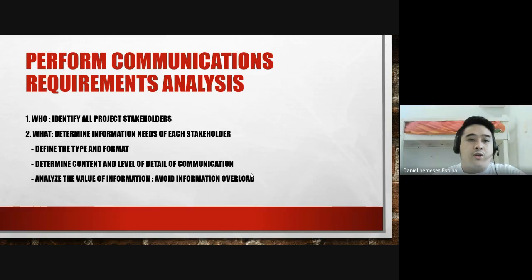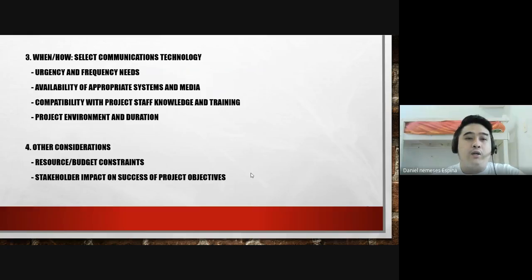So the third question is when and how. Select the communications technology. The considerations: first, the urgency and frequency needs. So everyday ba nga kailangan nimo sila i-update? Or siguro once a month lang? Or once the project is done? Or at the start lang?